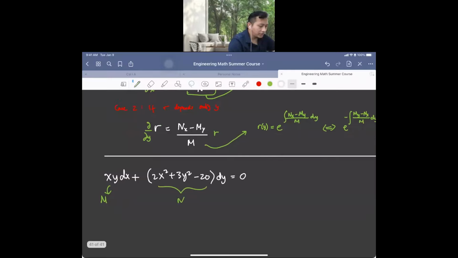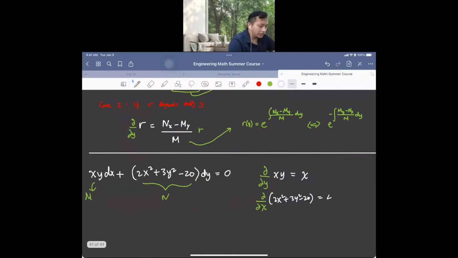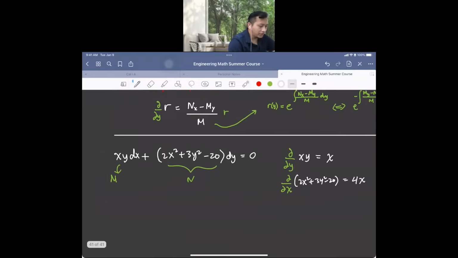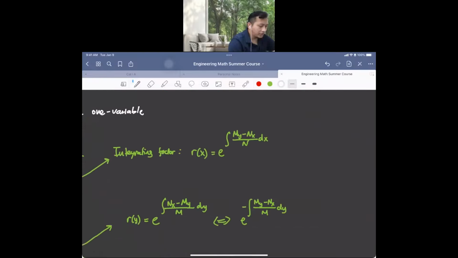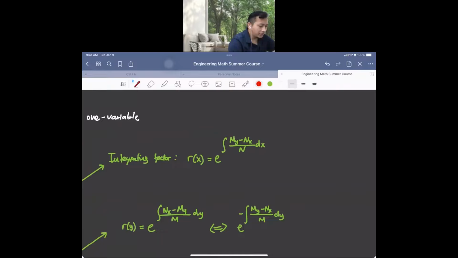Let's just check. First is checking the partial of xy, this becomes just x, and checking the partial for the other one, this becomes 4x. It's not equal, right? So what we are going to do, we need to find an integrating factor to be multiplied. This integrating factor is not the final result we need. We need this to be multiplied with the equation and make it an exact equation.